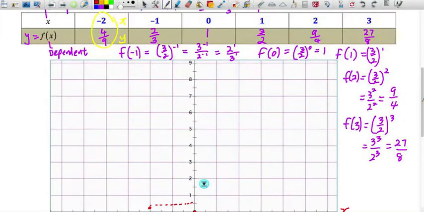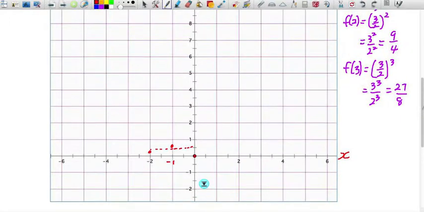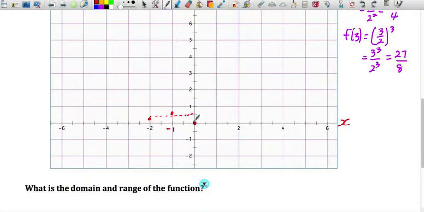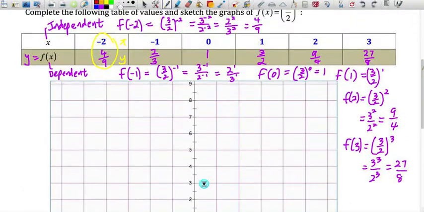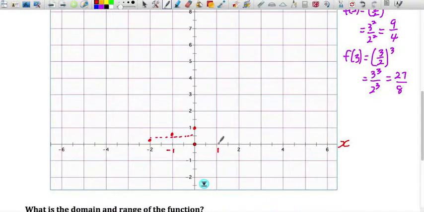We have the next coordinate point. X is minus 1, y is 2/3. So we go to minus 1 on the x-axis, a little bit above a half for 2/3. Our third point, when x is 0, y is 1. And so right here at the origin where x is 0, we have the y value of 1. When x has a value of 1, we have our y value of 1.5.